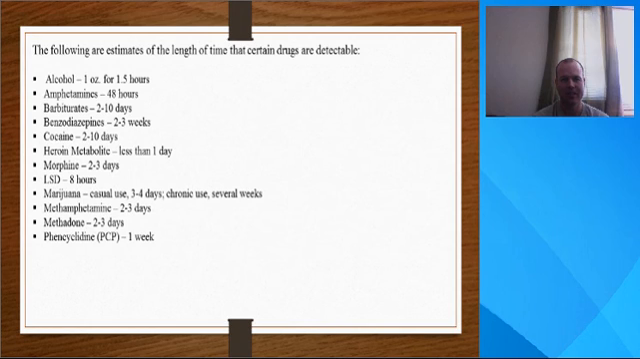And then kind of run down cocaine, 2 to 10 days in your system. And then you got the marijuana down toward the bottom. Casual use is about 3 to 4 days in the system. But most marijuana use is more chronic. So that could last several weeks, up to a month or two.